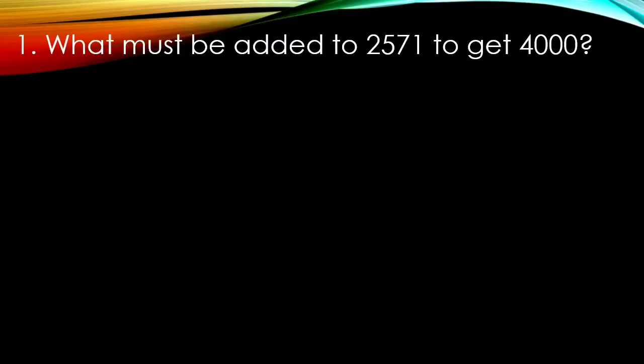First question is, what must be added to 2571 to get 4000? You can see here one of the addends is given to us, that is 2571, and the sum is 4000. We have to find out the other number which we have to add to 2571 so that we get the sum equal to 4000.